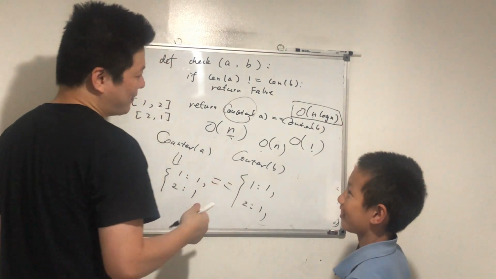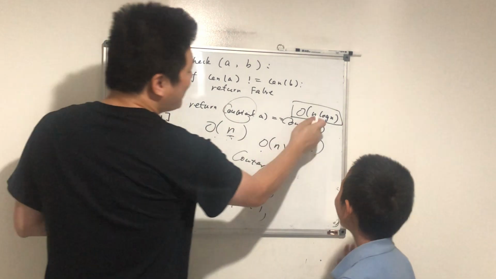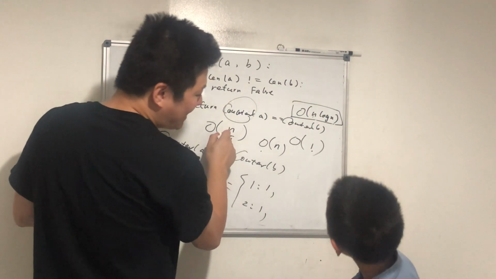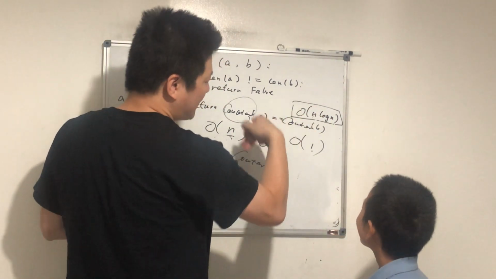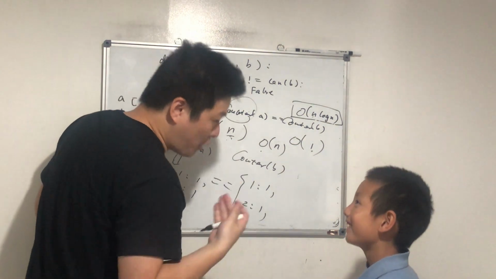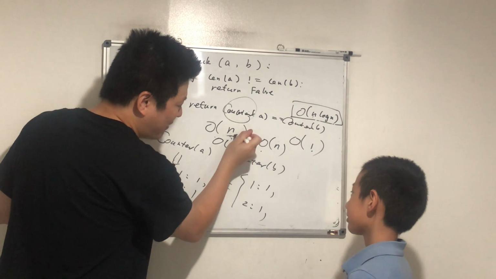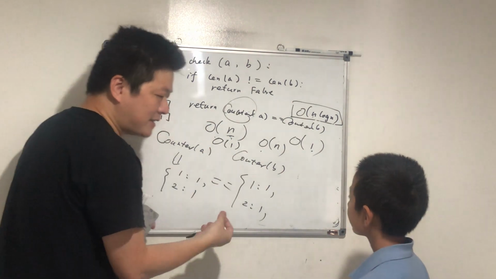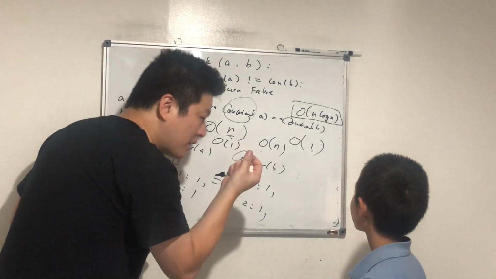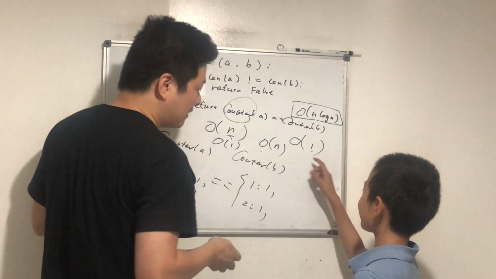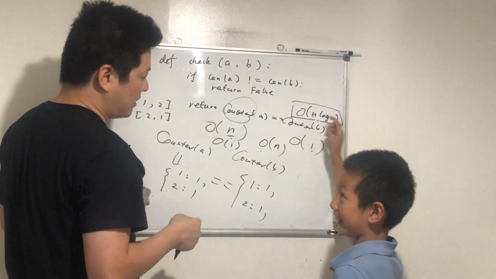I think this one is faster. No. O(n log n) is bigger than this one. If the complexity is bigger, then it's slower. If it's smaller, if it's O(1), it's faster than O(n), right? Remember, we talked about complexity. The smaller number means faster. What's the difference between O(1) and O(n)?